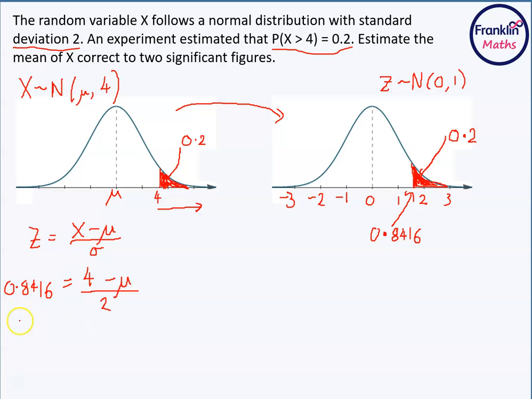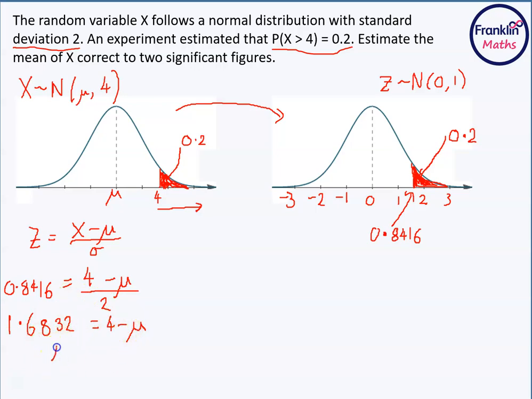And let's have a look then. I'll grab a calculator a second, and so you would get 1.6832 is equal to 4 minus mu. It's up to you if you want to rearrange this, but you can add mu to both sides, subtract 1.6832 from both sides.